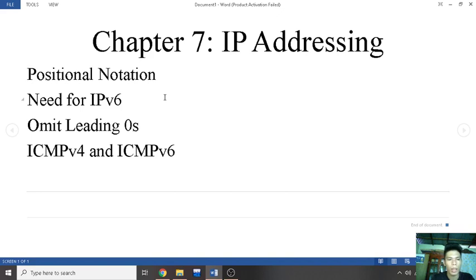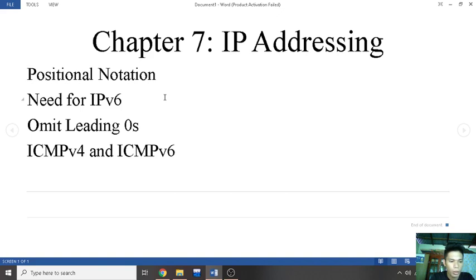So we have positional notation first. We have radix. The radix is used to identify numbers. The decimal number system is based on 10. Therefore, the radix is 10.